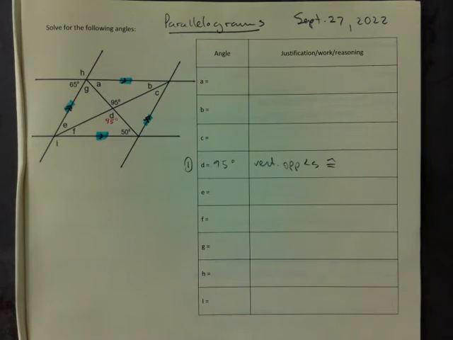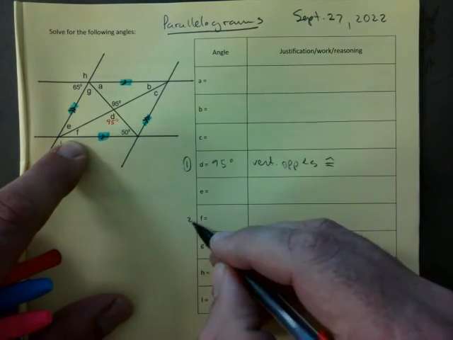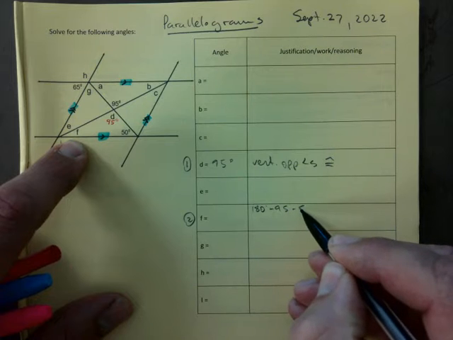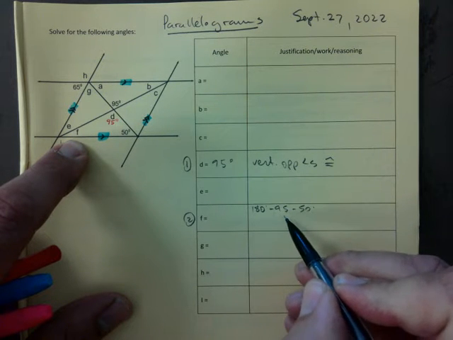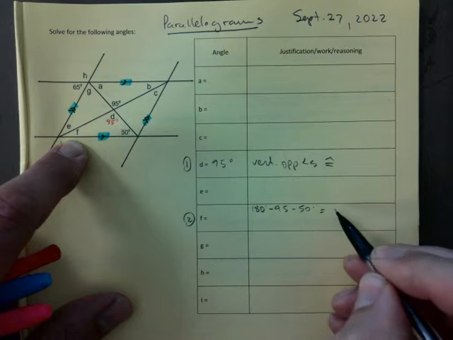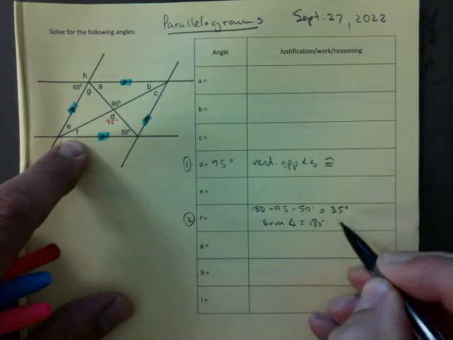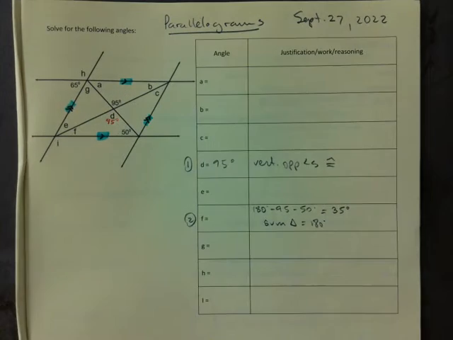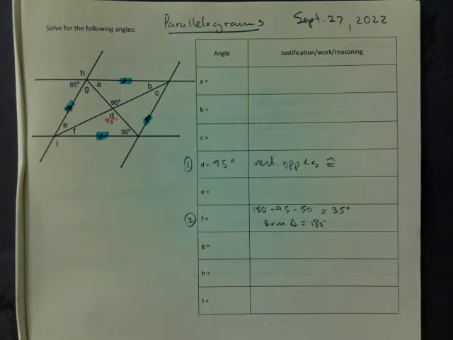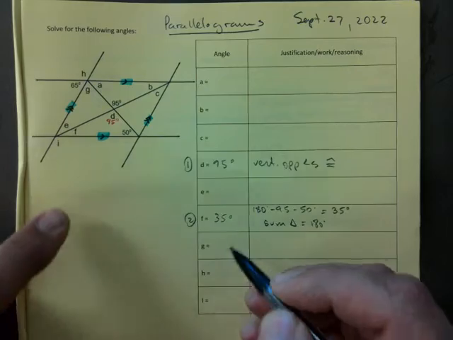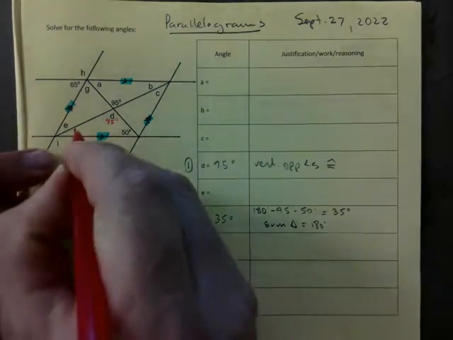Which other one can I do now? F, yeah. I'm going to do the triangle thing. I'm going to use that property. So 180 minus 95 minus 50, right? So this would be 145, so that's 35. So sum of triangles equal to 180. So work followed by explanation. All right, so we've got this as being 35. I'm going to go ahead and write that in. So now I know that this is 35.